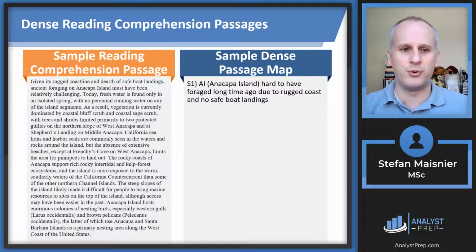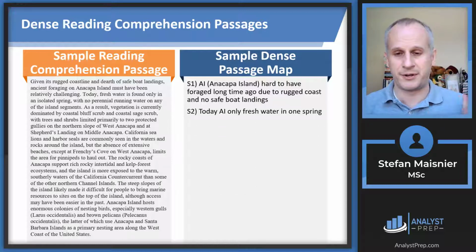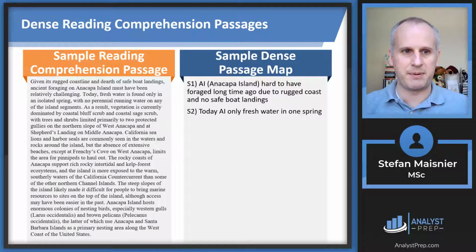Today, fresh water is found only in an isolated spring with no perennial running water on any of the island segments. Okay, so that means today, AI, only fresh water in one spring. Simple enough. And you can see, I just keep AI as Anacapa Island. Not going to write that out ever again.